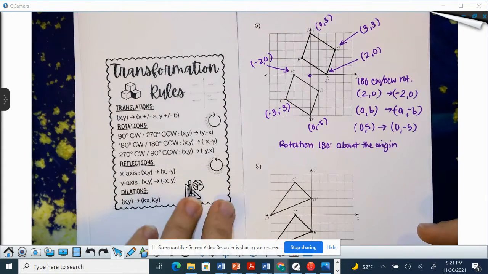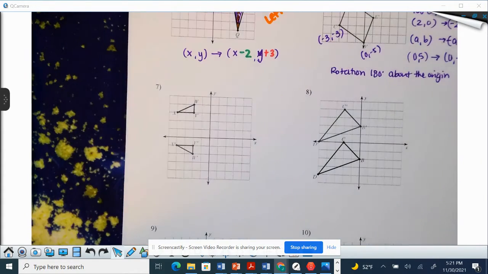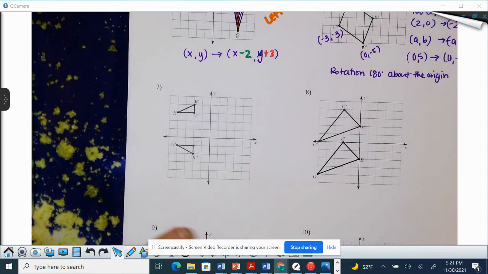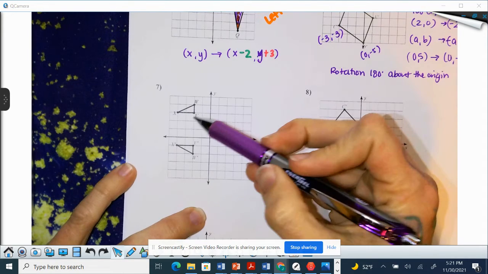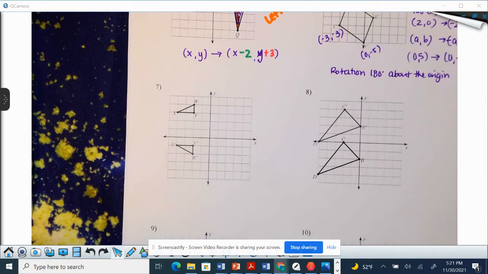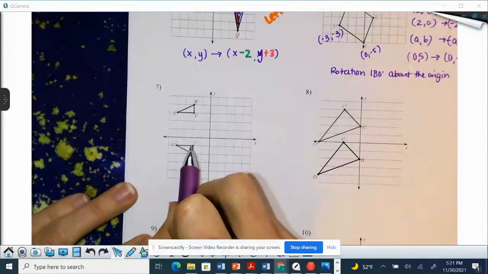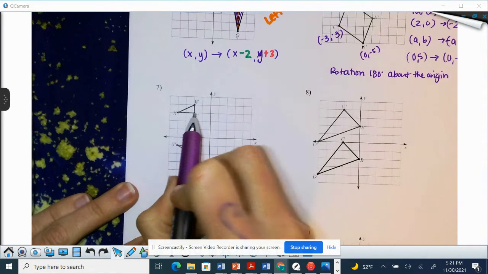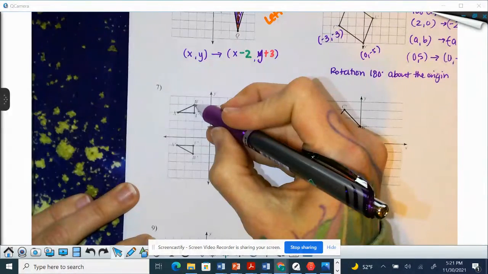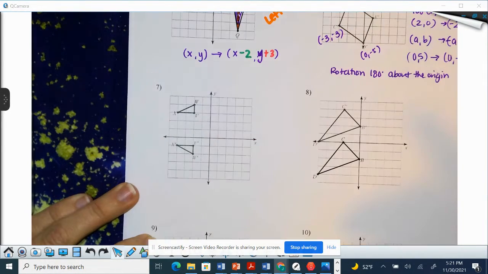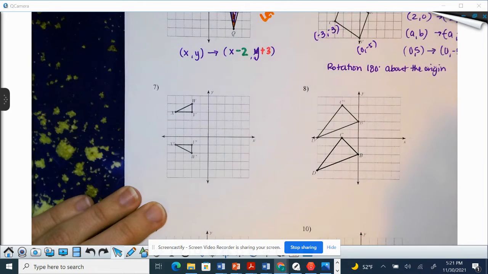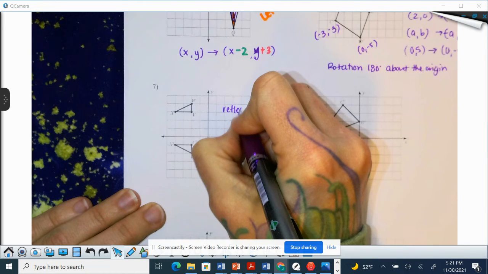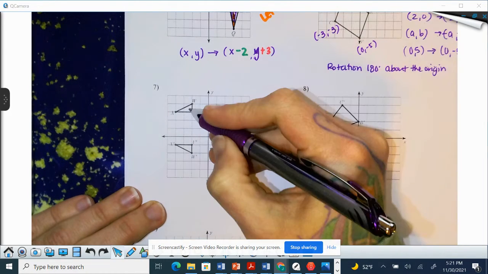So looking at number 7. This guy definitely did not just slide, because the triangles have flipped directions. So your X prime and V prime versus X and V are in the same place, but our W over here and W prime over here looks like a reflection. So we're going to check reflection first.